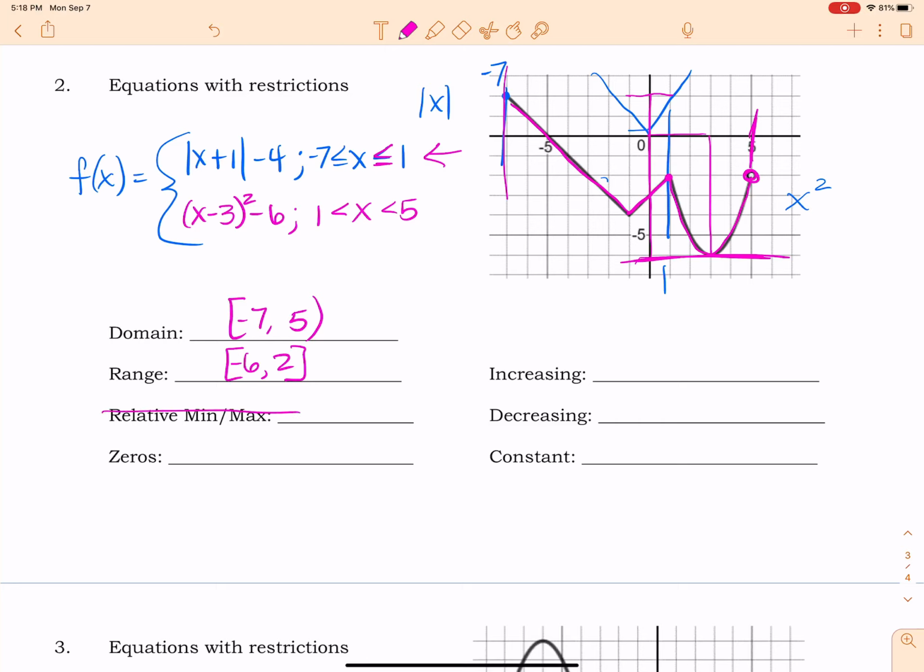Okay, our zeros. Where does my graph cross the x-axis? Well, it crosses right there at -5. So my zero is at (-5, 0). That's why they're called zeros. Okay. Increasing from left to right.